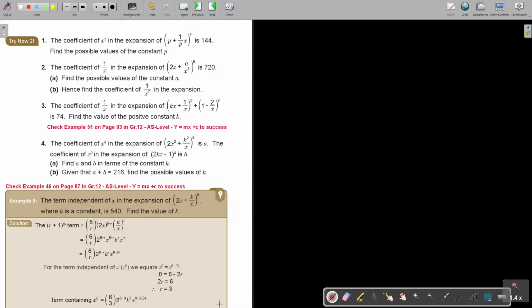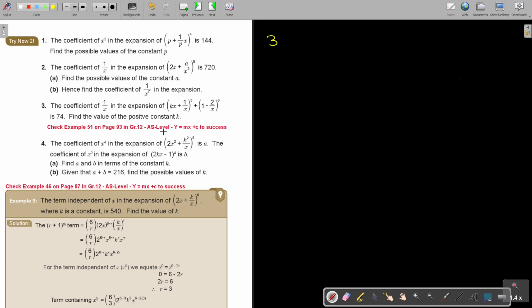Let's start with number 3. It's actually good before you start with number 3 to check example 51 on page 93 in the Grade 12 AS-Level Mathematics textbook, because it's almost exactly the same. So if you can do that one, number 3 will be easy. Okay, but to refresh your memory, I'm doing this one for you.